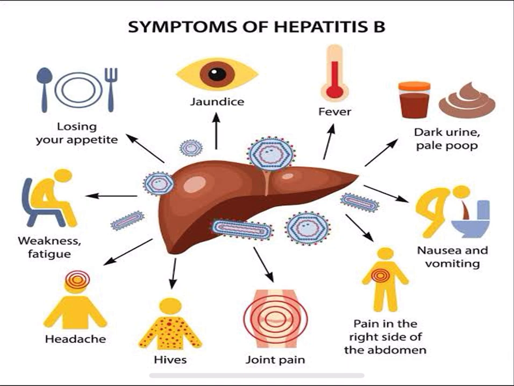They include jaundice, fever, dark urine, pale poop, nausea, vomiting, pain in the right side of the abdomen. Obviously the liver has inflammation, so there is pain in the right side of the abdomen, the right hypochondriac region, joint pain, fever, hives, and then we have headache, weakness, fatigue, loss of appetite. Is it clear? What are the symptoms?